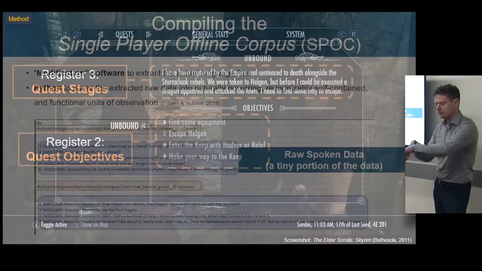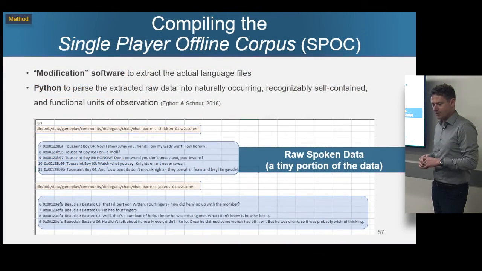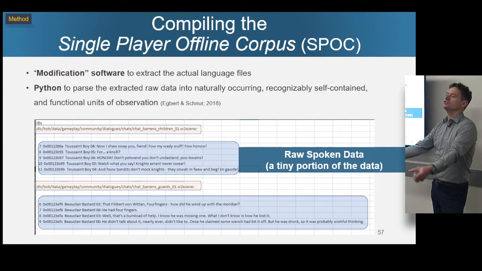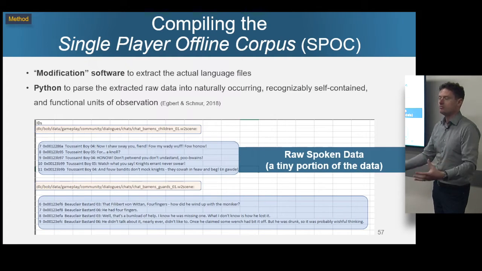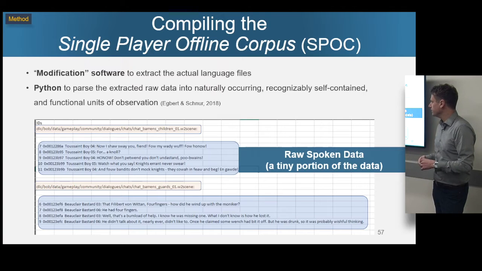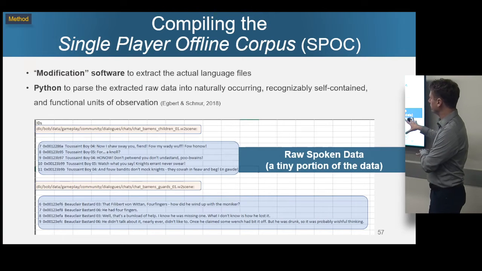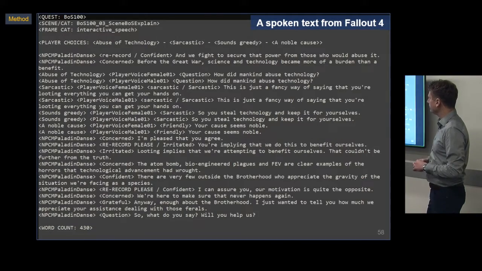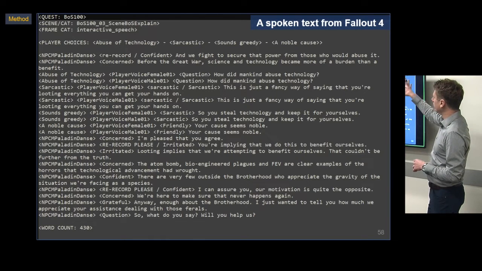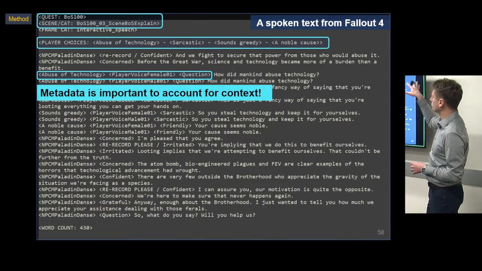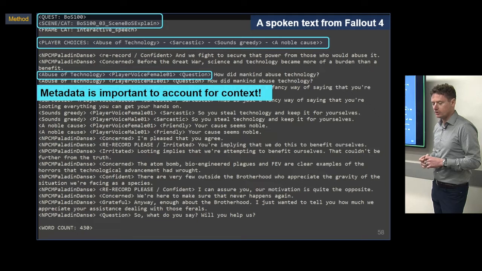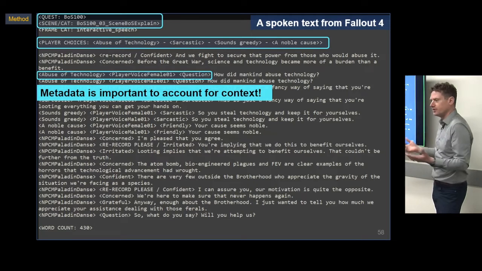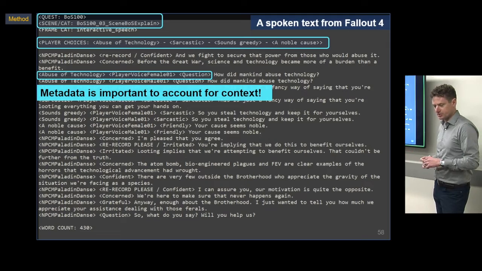I don't have time to go too much into how I compiled the corpus. But basically I use mod software or mod tools to extract the actual language files from the games themselves because I wanted it to be 100% accurate to what would actually be seen in the game. This is some raw data from The Witcher 3, which is a game I added later. Here's what a processed text looks like. The stuff you're seeing in angle brackets wasn't part of the linguistic analysis. These are the choices that appear on the screen, and because they're not actually spoken, I didn't include them in the linguistic analysis. But this metadata can be important when you're making those qualitative interpretations.